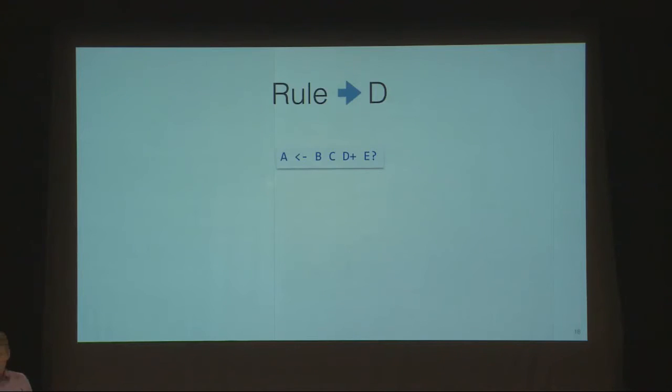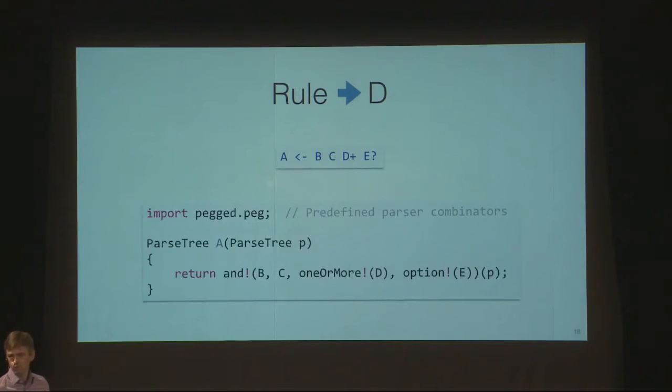As a casual Pegged user, you don't need to know this, but it is a nice demonstration of the powers of D, so let's have a look. Consider a rule like this, which means A is produced from B, which is another rule, followed by a C, then one or more Ds, and optionally followed by an E. This can actually be implemented in D like this. And this is somewhat simplified code as Pegged produces, so it's generated by Pegged.